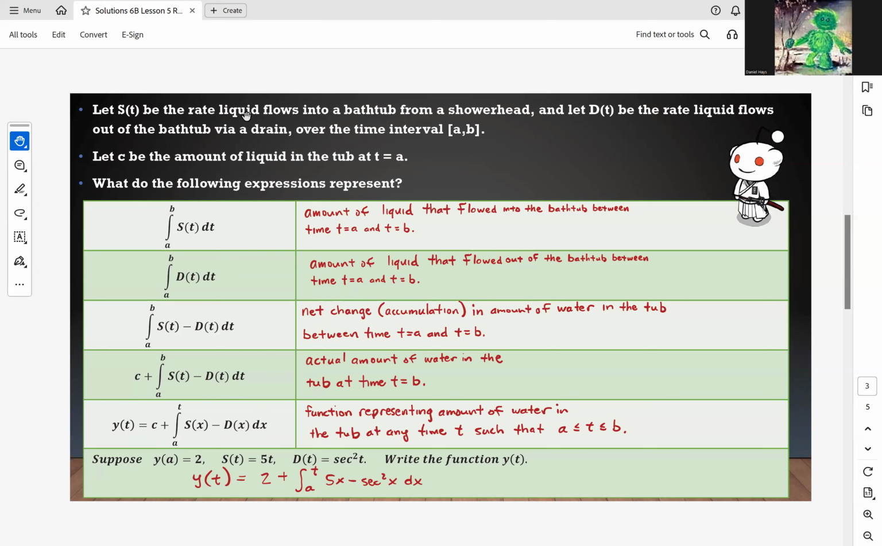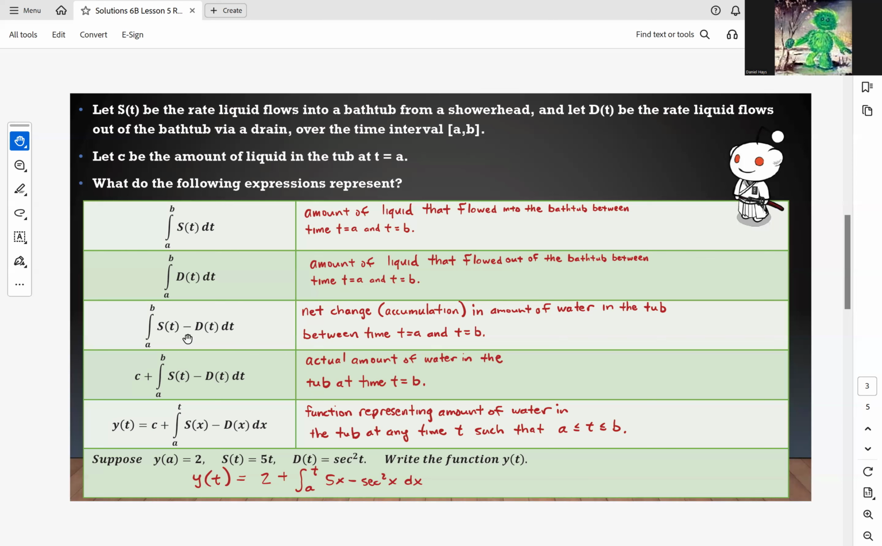S is the rate liquid is flowing in. It's a rate in from a shower head. D is a rate out of a bathtub via a drain over an interval A to B. Therefore, the integral from A to B of just the S, integral of the rate in, would tell us the amount of liquid that has flowed into the bathtub within our time interval A to B. If I were to only integrate d of t, the rate out, we would find the amount of liquid that flowed out of the bathtub from the drain from A to B.